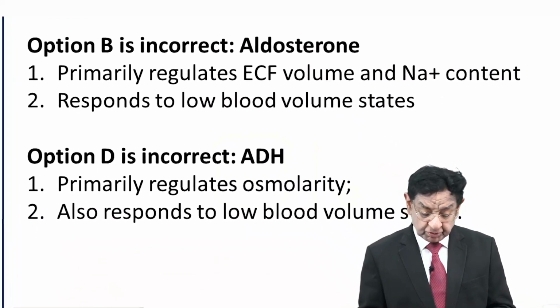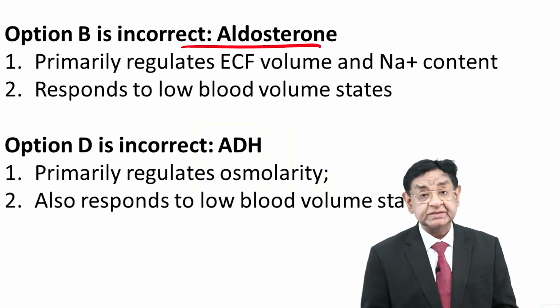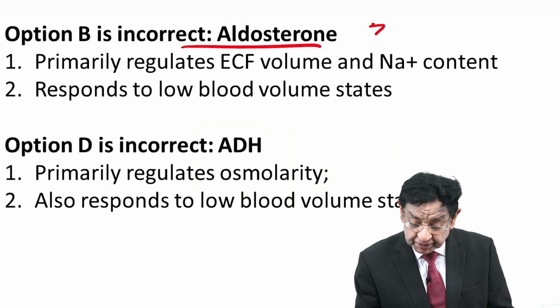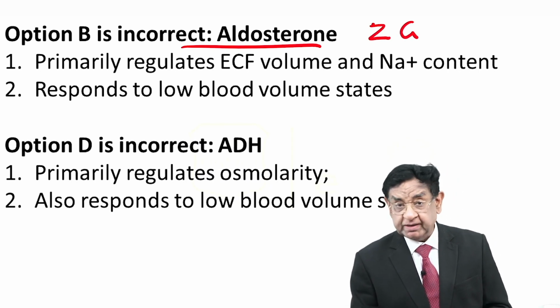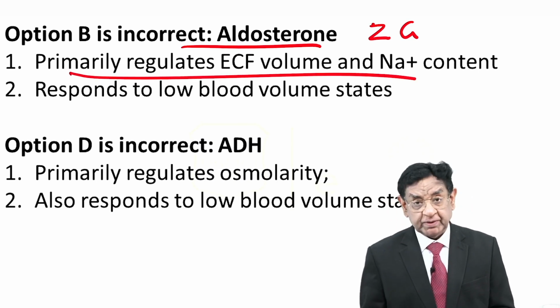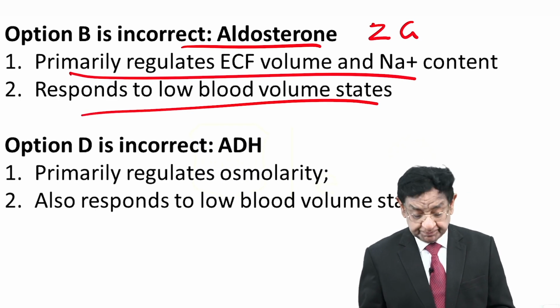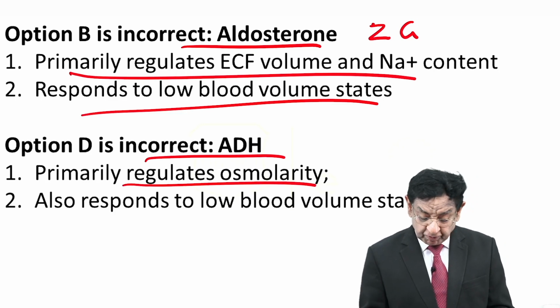Now let us look into the other options. Aldosterone, we know very well, is secreted from the zona glomerulosa of the adrenal gland. It's not coming from the lungs, and it regulates sodium and water reabsorption. It responds to a low blood volume state. ADH comes from the posterior pituitary. It only absorbs water.